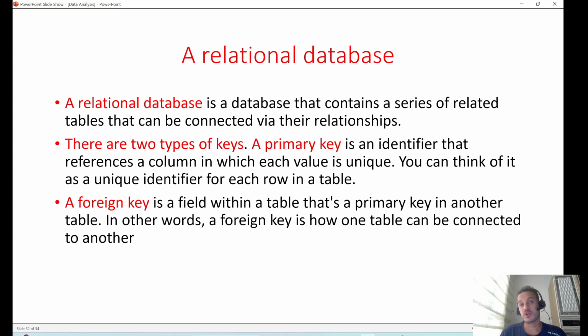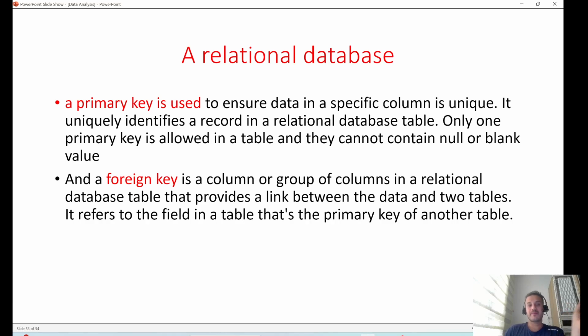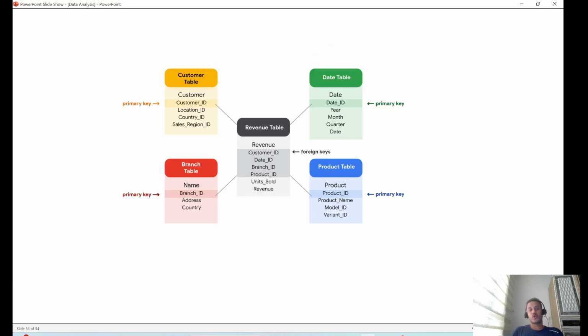It's so much more important when you work on SQL and you need to combine, to merge many tables, so you have to check what is the primary key and what is the foreign key. Otherwise you cannot join these tables. The primary key ensures the data in a specific column is unique. A foreign key is a column or a group of columns in a relational database table that provides a link between the data.